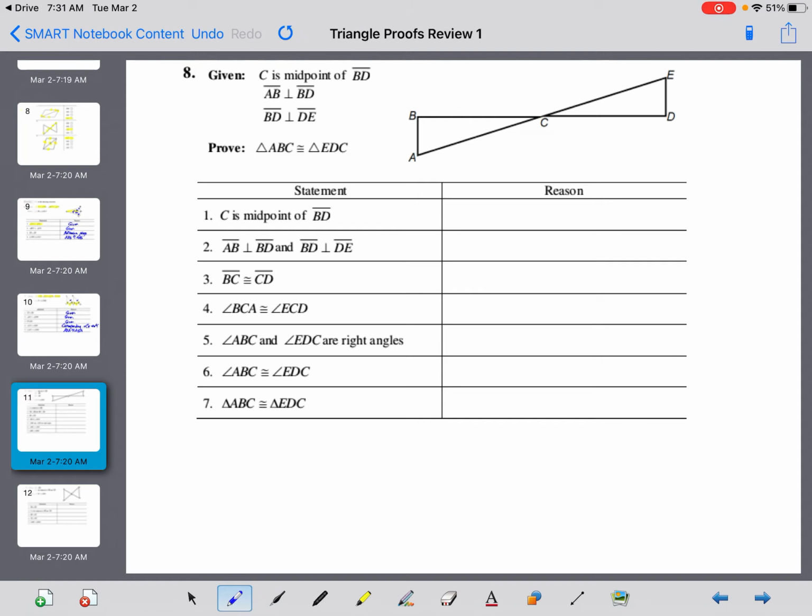Number 8 says, given C is the midpoint of BD. That's your given. Okay, since it's the midpoint of BD, well, we'll get there in a second, actually. AB is perpendicular to BD, which means this creates a right angle, so put your box in there. Okay, so we have our given. Then they tell you BD is perpendicular to DE. Which means that you have a right angle at D.